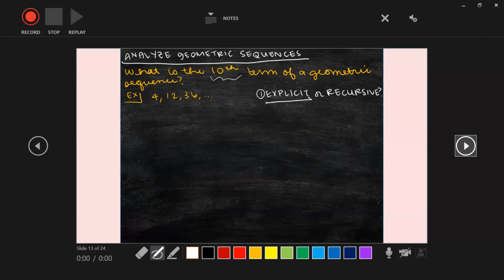So on your own paper, what's the common ratio? Whenever you have it, you can just shout it out. 3. So you take these guys, do 12 over 4, 36 over 12. These guys are both equal to 3. So in this case, R is equal to 3. And our next question is going to be our initial condition. So what is my initial condition? It's going to be 4.